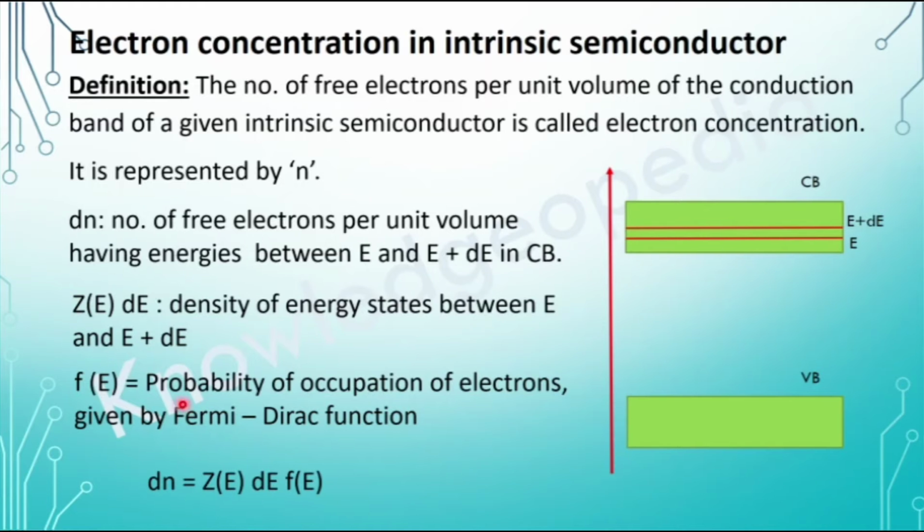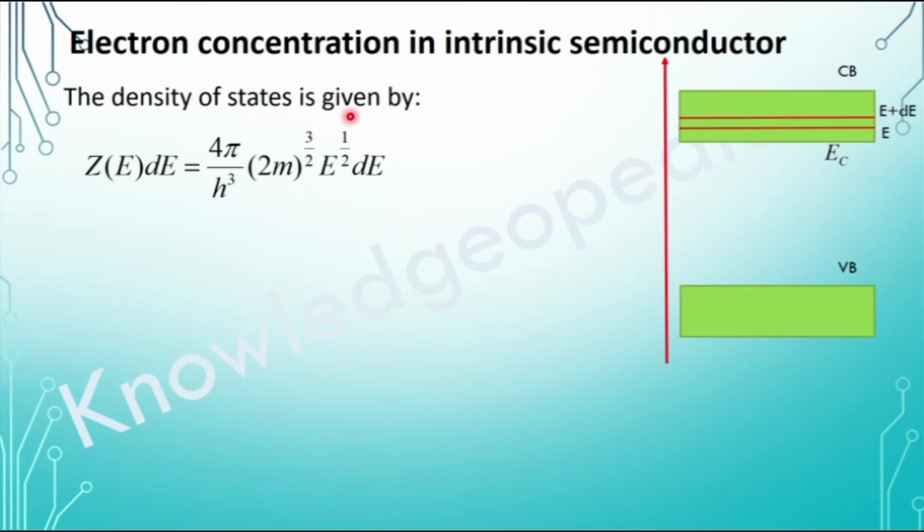So dN is equal to Z(E), the density of states, times F(E), the probability of occupation of electrons. By multiplying these two functions, we will get the number of free electrons. And these free electrons are the electrons present between these two energy states, that is E and E plus dE. Further, the density of states is given by this function.